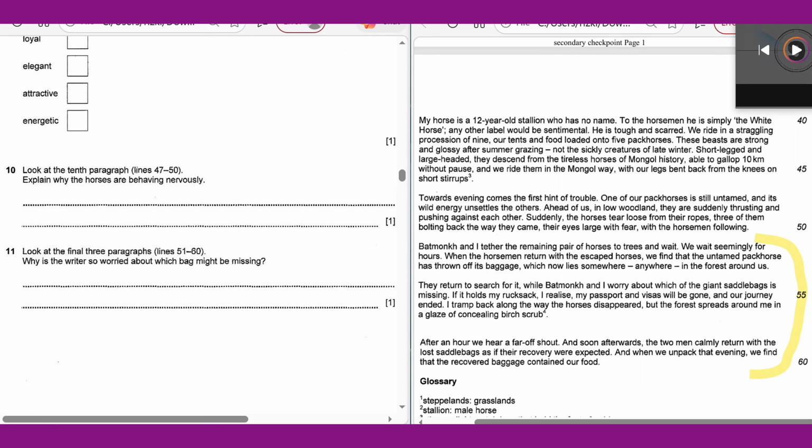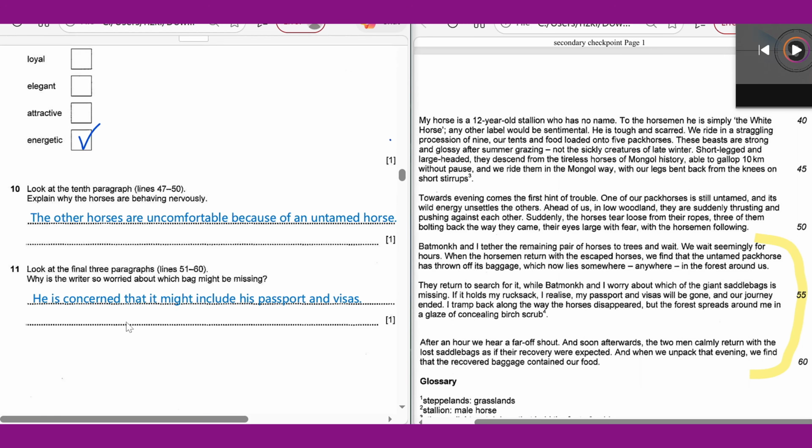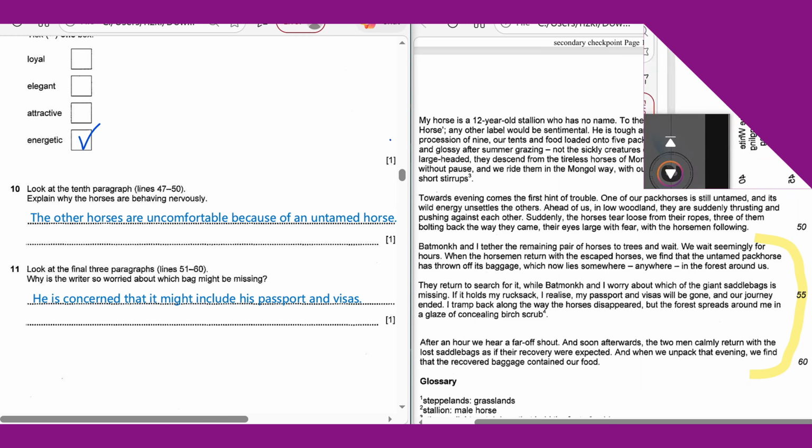Okay, guys, have you got your answer? Alright, let's check out the answer, guys. Okay, he is concerned that it might include his passport and visas. Okay, anything similar to this should be okay.